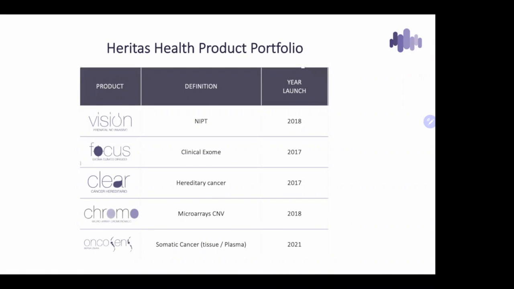We have different products. We have Vision, that's our non-invasive prenatal testing product. Focus, that is our clinical exome solution. Clear, that is our hereditary cancer solution. Chromo, that is our microarray solution. And OncoSense, that is our liquid biopsy solution.